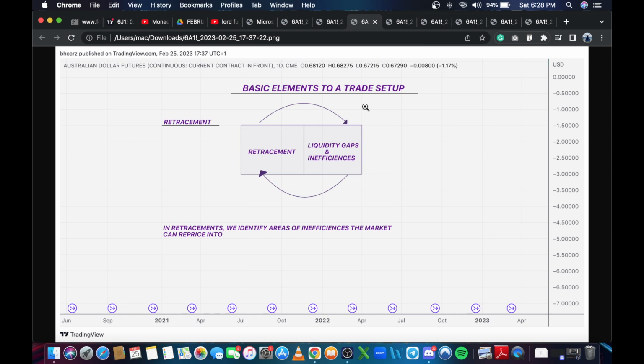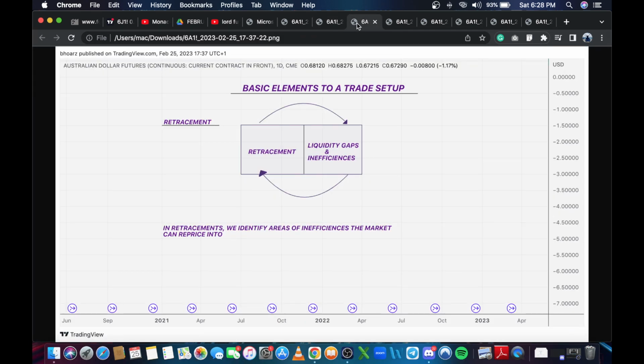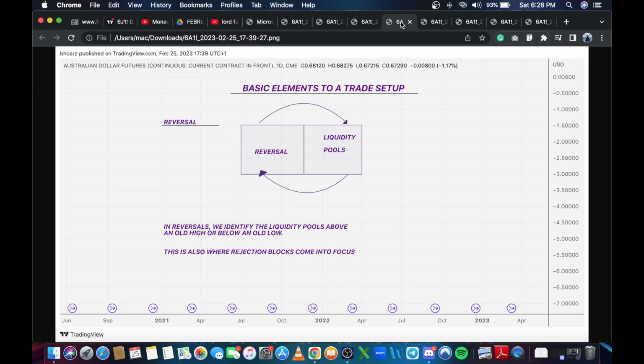So when price retraces inside a recent price range, that indicates a willingness on the part of the market makers to reprice levels not efficiently traded for fair valuation. I think in lesson 6 we'll talk about fair valuation, and that's where we go into detail on what inefficiencies are in the marketplace.